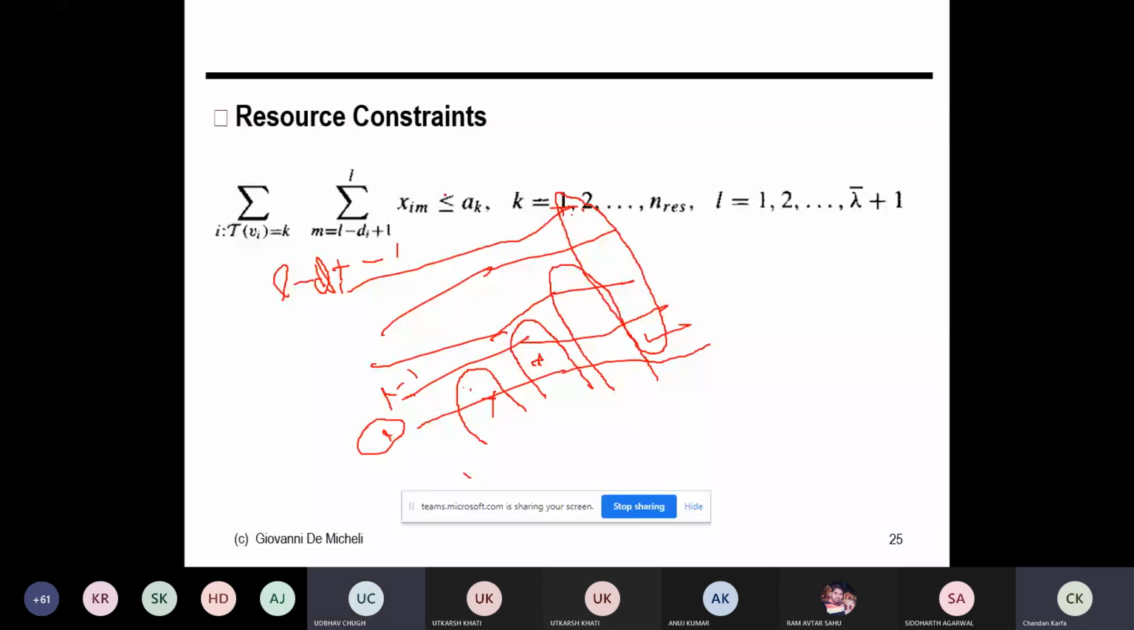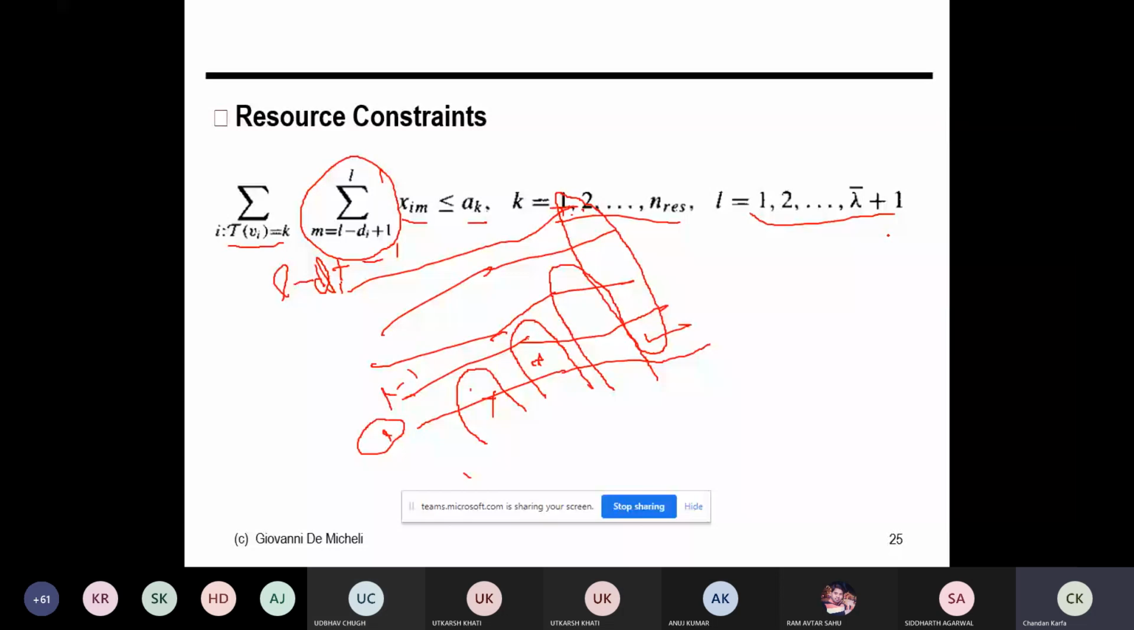That is, L minus d plus 1 to L. So if any operation is starting in that particular time step, that means this operation is going to consume a resource at that time step L. So their summation should be less than a_k, and this is for each type of resource, right? So here K is varying from 1 to n resource, right? And L is varying from 1 to lambda plus 1.